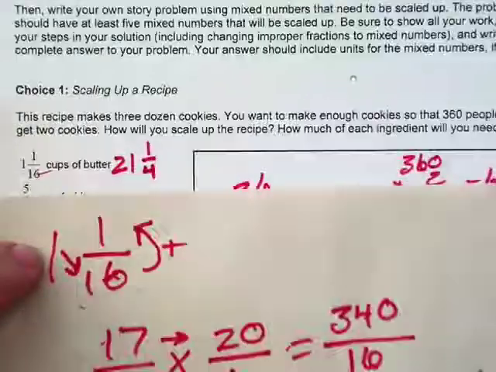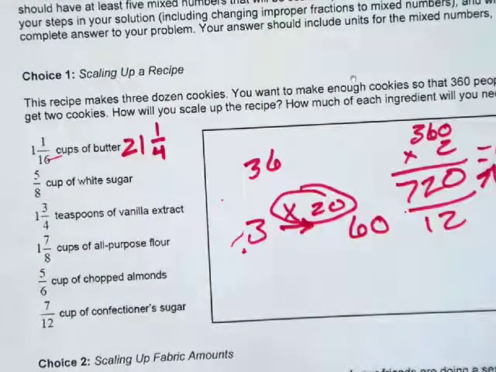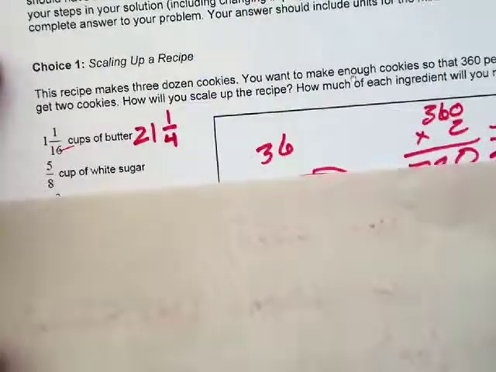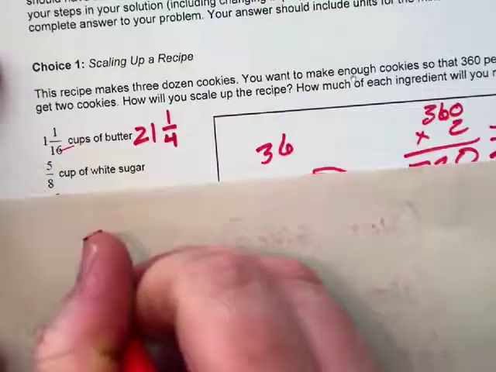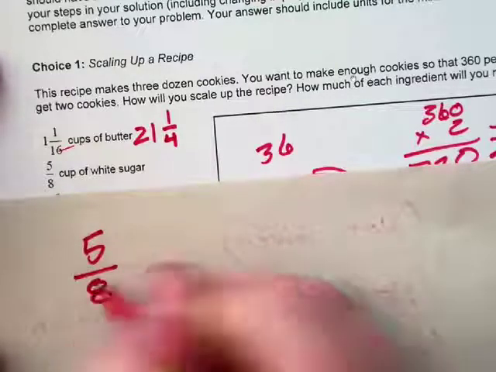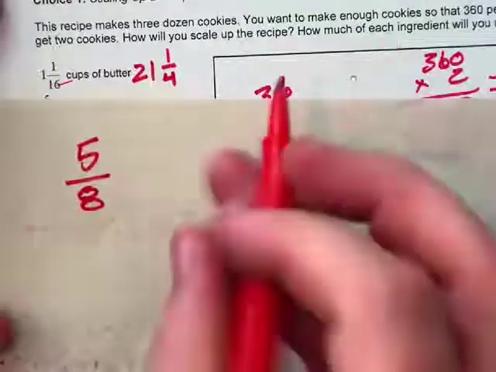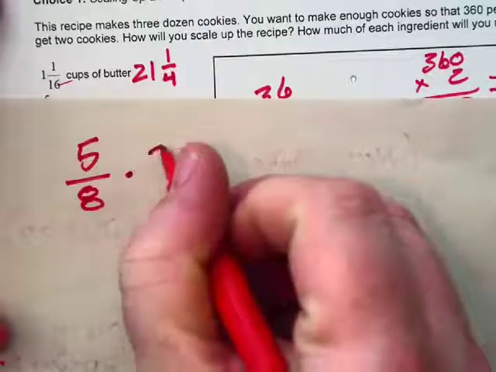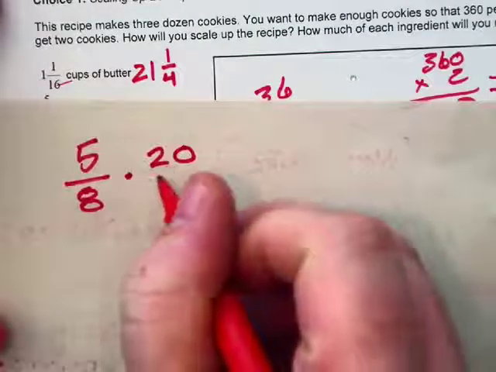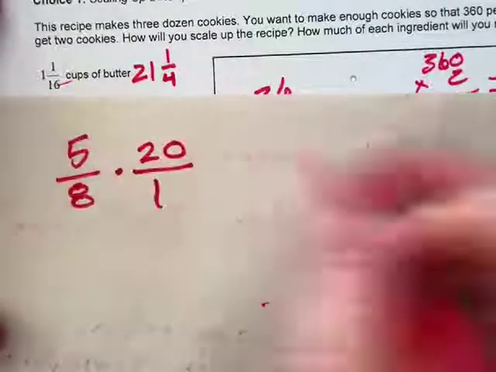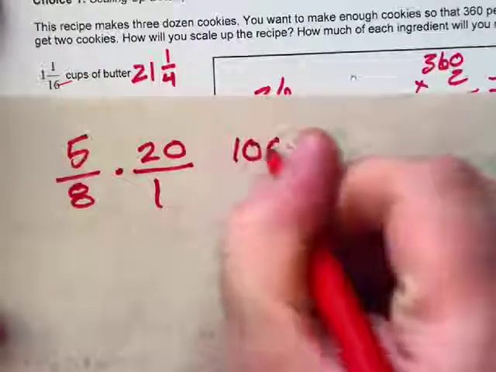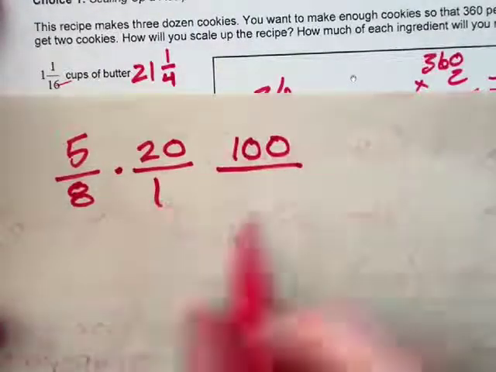And that's the answer to that part. Okay. Now, if I go on to the next one, 5/8. What are we multiplying by? We're multiplying by 20. So let's take 5/8 times 20. Remember to draw a line and put a 1. 5 times 20 is 100. 8 times 1 is 8.